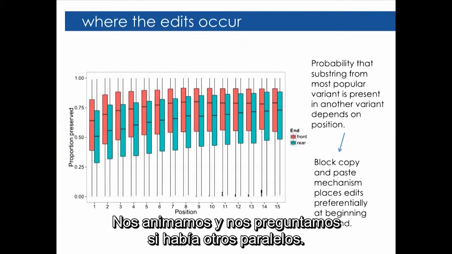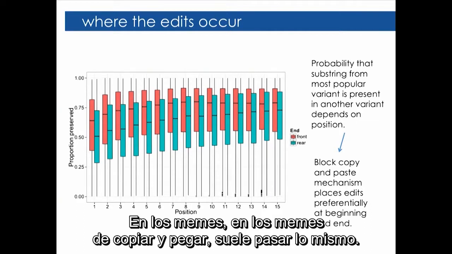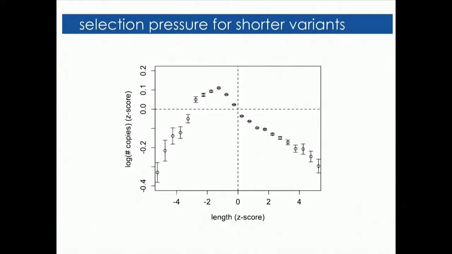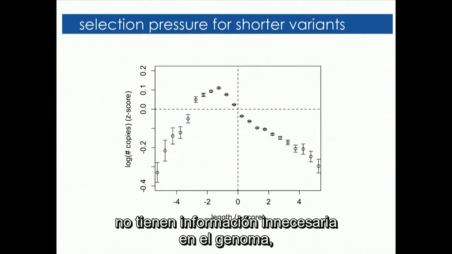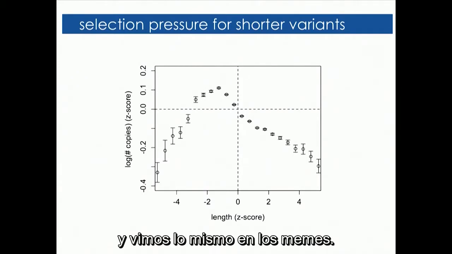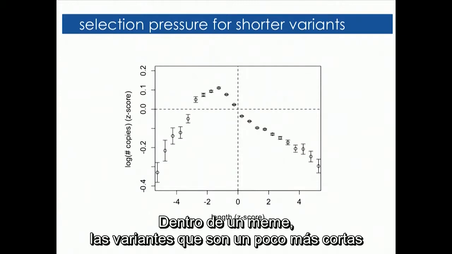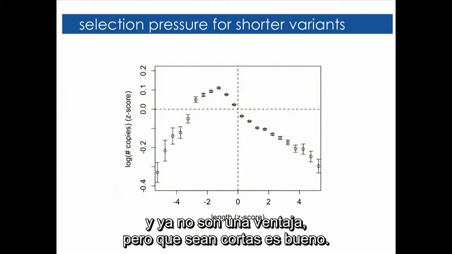We just kind of went for it and said, okay, are there other parallels? In genes, the edits tend to be at the beginning and the end. In memes, in copy-paste memes, the same tends to hold. For bacteria, there's an advantage to being shorter, to not having unnecessary information in your genome. And we find the same thing with memes. Within a meme, the variants that are slightly shorter have an advantage. At some point, they get too short, and then it's not advantageous anymore, but being shorter is good.